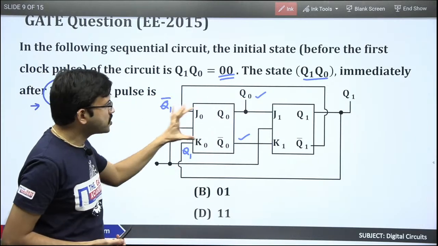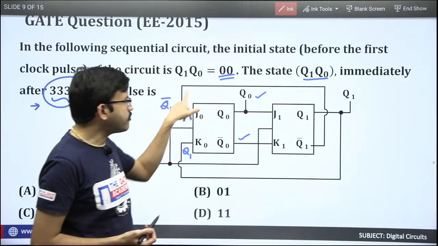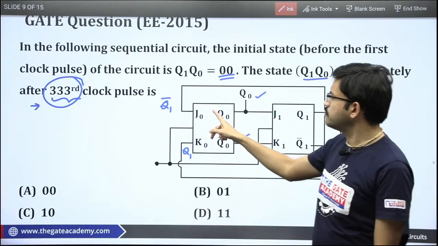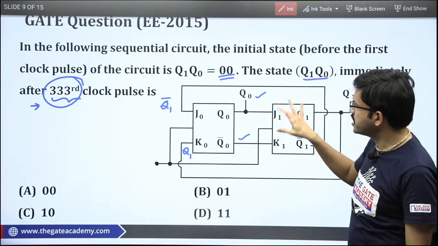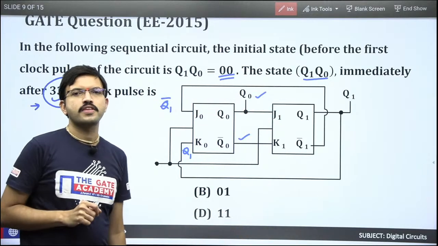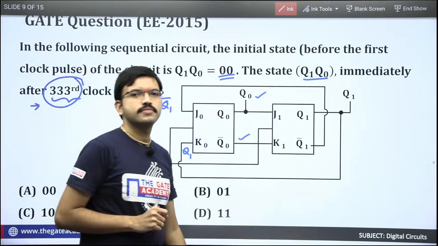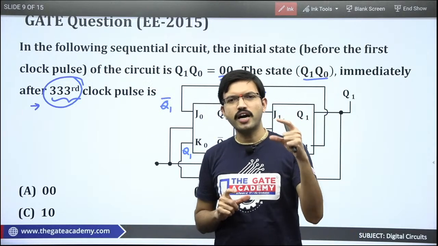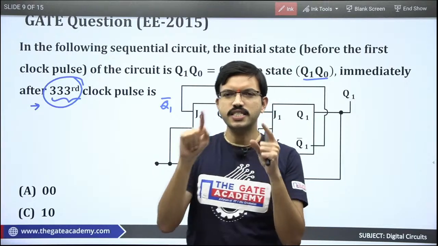If JK inputs are complement to each other, then JK flip-flop will become which flip-flop? I am giving the clue. In the SR flip-flop, if S input and R input are complement of each other, then SR flip-flop will become what?